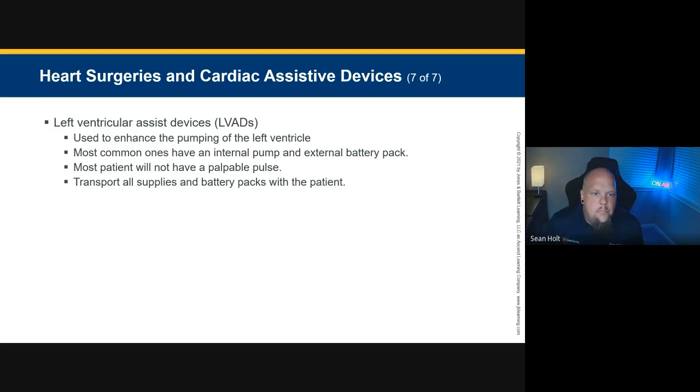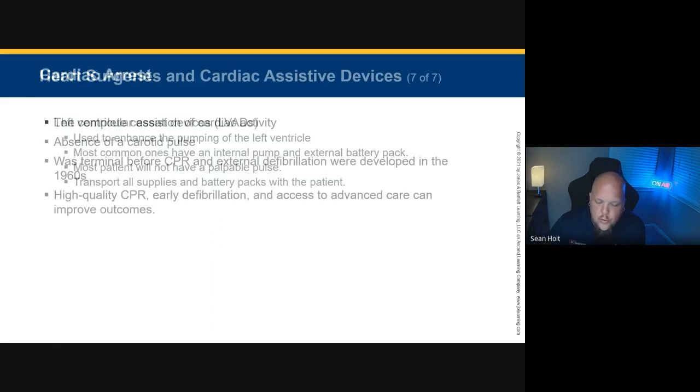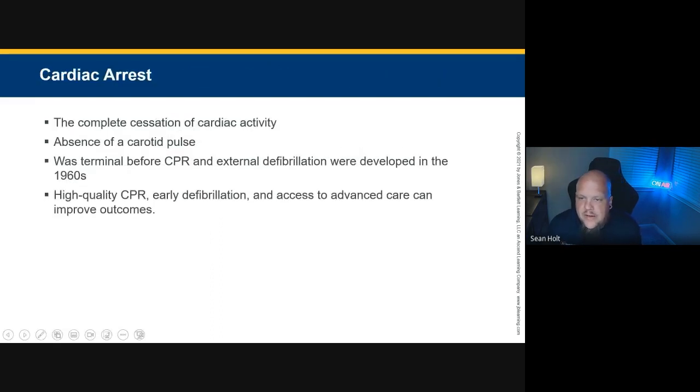So again, most patients won't have a palpable pulse. Transport all supplies and battery packs with the patient. I can't emphasize that enough. Last thing you want to do is show up to a hospital with a patient with an LVAD and have no extra batteries. Okay. Cardiac arrest, we know what it is: the complete cessation of cardiac activity.